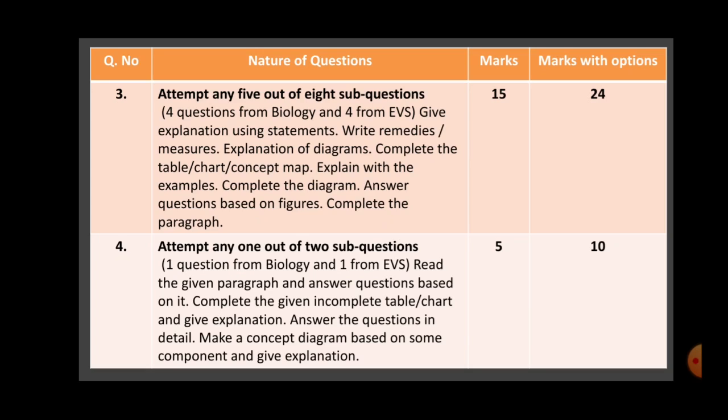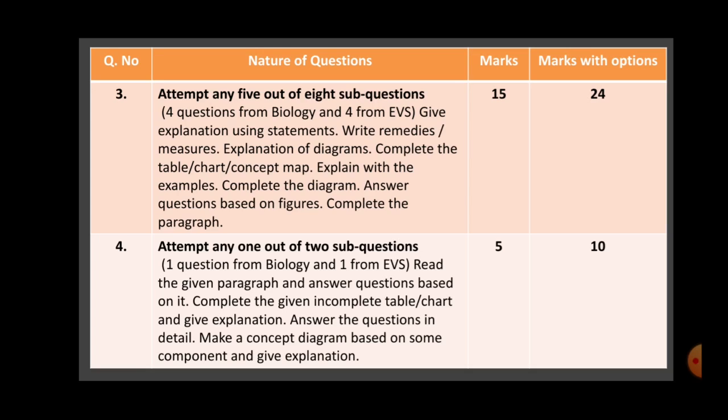Then complete the table or chart or the concept map. Or they can even ask to explain with the help of examples. They can give an incomplete diagram or they may not give the labeling and you will be asked to complete the diagram and label the diagram.